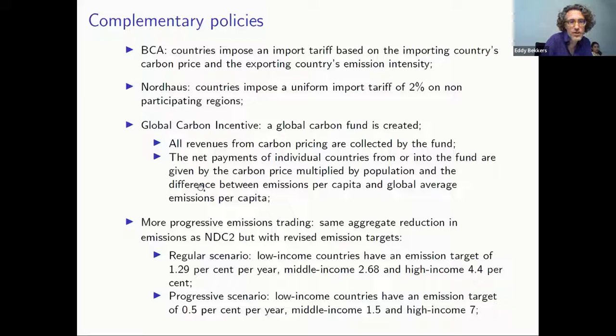Finally, what we did is we said, okay, we can just go back to the good old emission trading, and we could work with what we call more progressive emission targets, where the low-income countries have hardly any target and the high-income countries have by far the highest target. So we set 0.5, 1.5, and 7%.